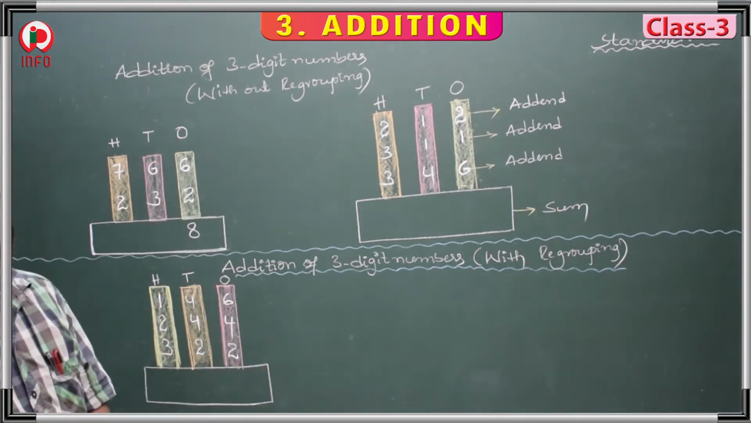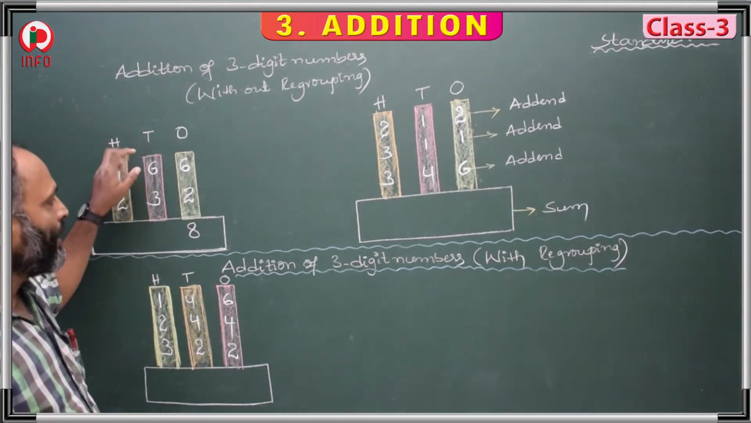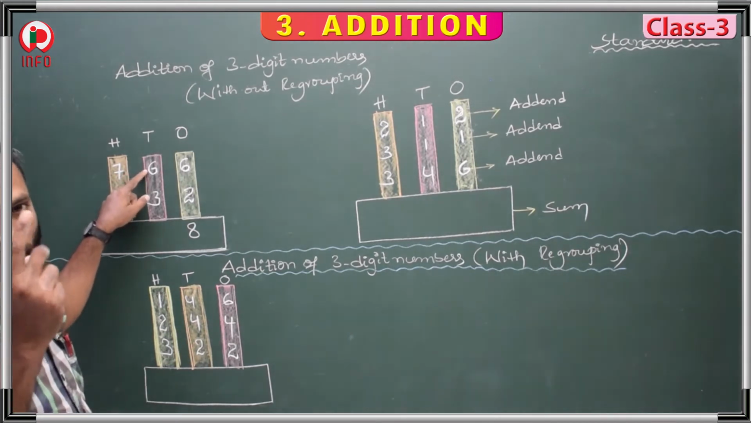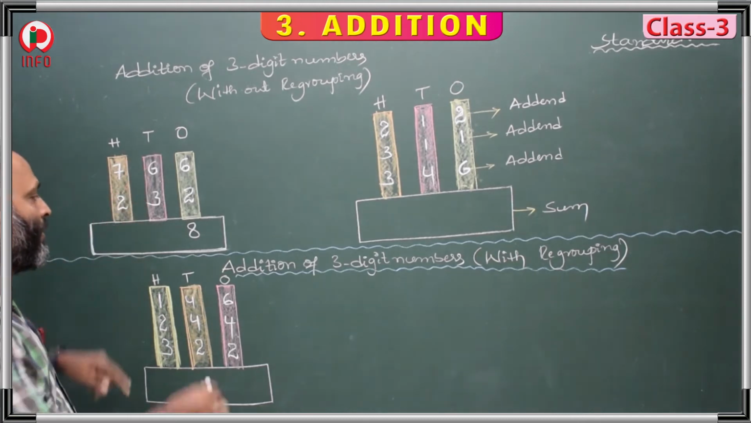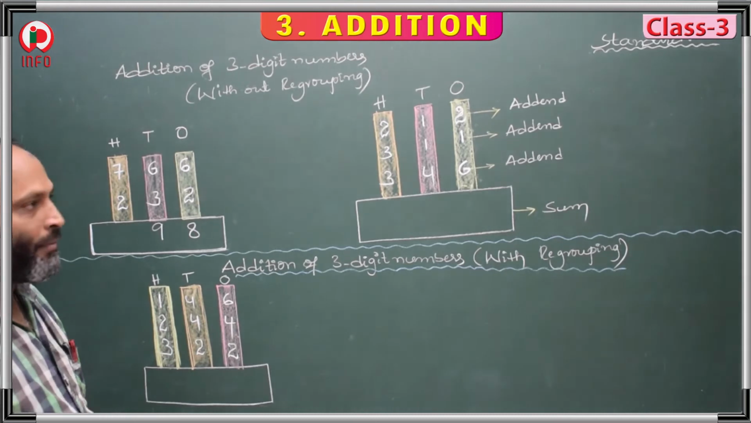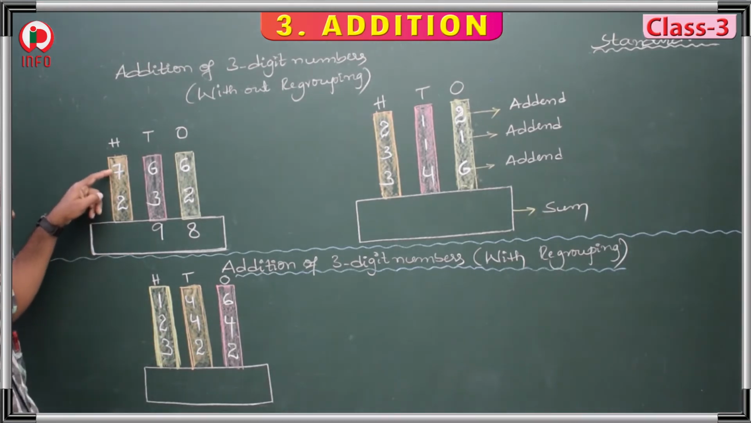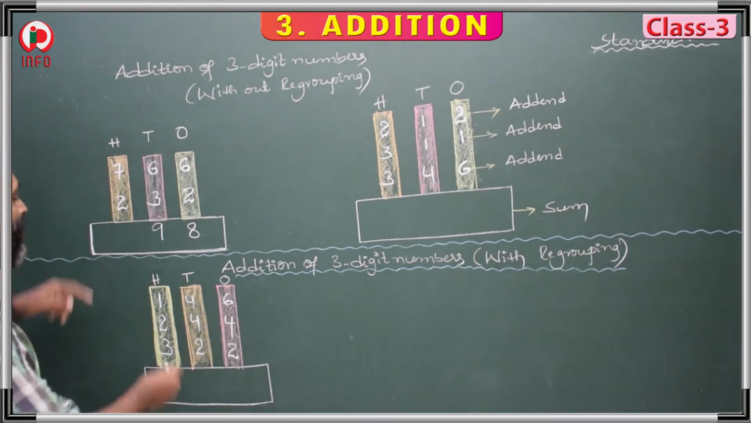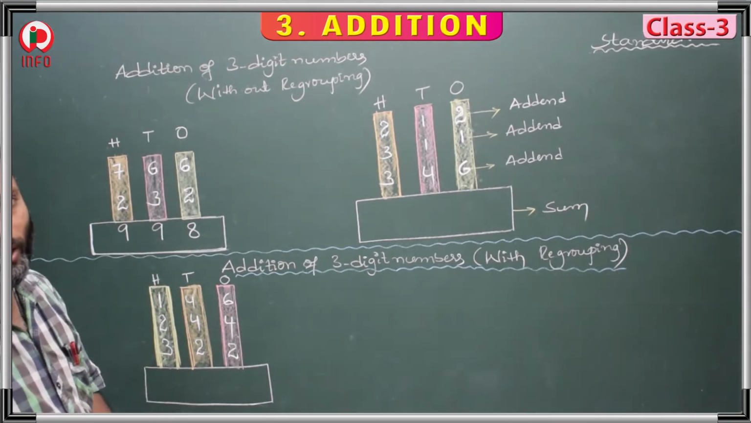No need to regroup. Then after that, here tens. In tens, 6 is there and 3 is there. 6 plus 3, 6, 7, 8, 9. 9 is a single digit number, so no need to regroup it. 9. And then after that, hundreds place. In hundreds place 7 is there and 2 is there. 7, 8, 9. So 9 is a single digit number, so we take it as it is. No need to regroup it.